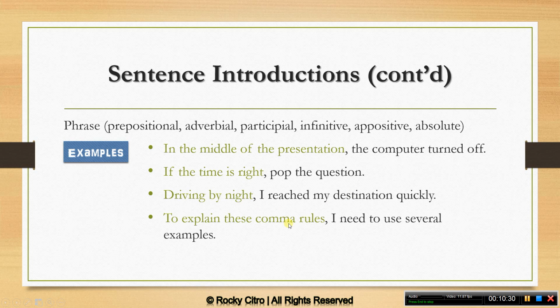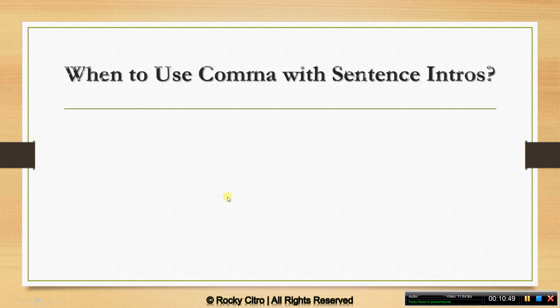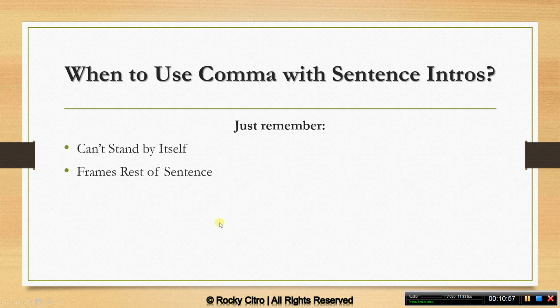Here we have an infinitive phrase. To explain these comma rules, I need to use several examples. And again, it can't stand on its own and frames the rest of the sentence. So, of course, I don't expect anyone to remember all the different names of these opening phrases, and you don't have to. The good news is that you just have to remember some common themes. And the two common themes, which I just mentioned before, are 1, it can't stand by itself, and it frames the rest of the sentence. So it doesn't matter if you know if it's a participial or an adverbial phrase. Pretty much these two rules are always going to apply.